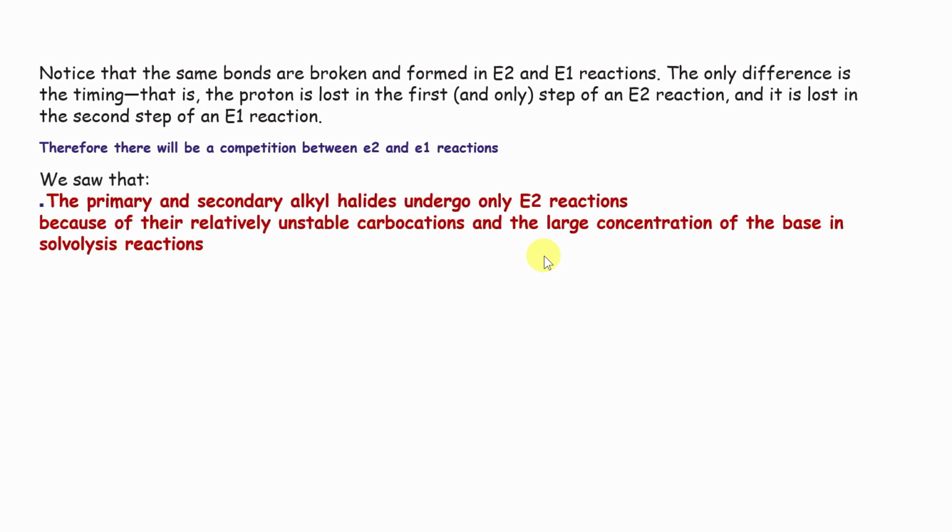We saw that primary and secondary alkyl halides undergo only E2 reaction. Because they form unstable carbocations, and because of the presence of a large concentration of base in the solvent, primary and secondary alkyl halides usually undergo E2 reaction. But tertiary alkyl halides undergo both the E2 and the E1 reaction.